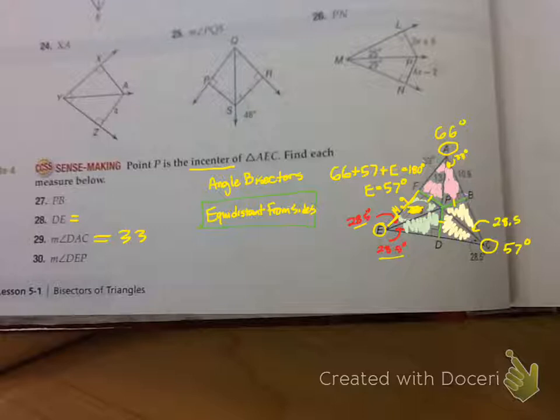First, 29, DAC. DAC, if you want to go trace out DA and C, it's that small angle up by A, the vertex A up there. It's the one on the right. It's 33 degrees, we know, because of the bisecting property. So that was pretty easy.